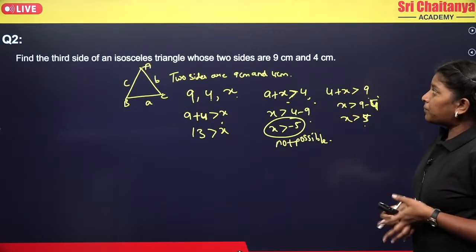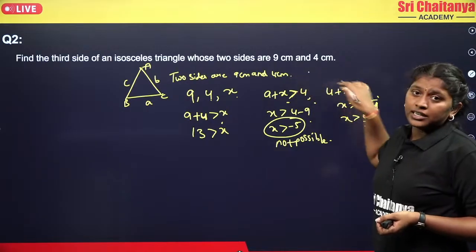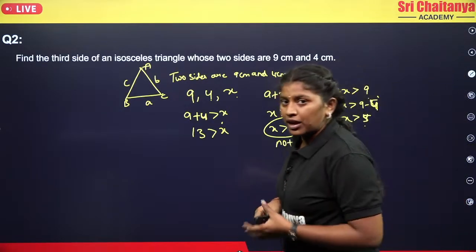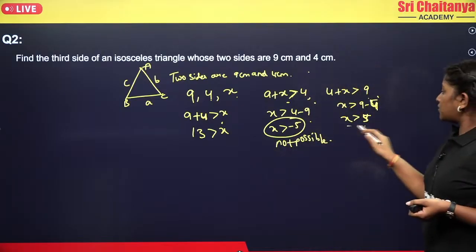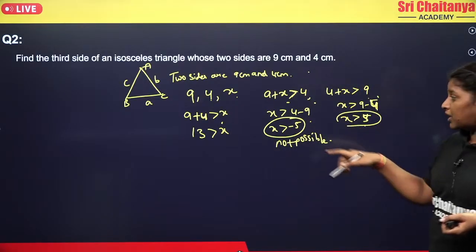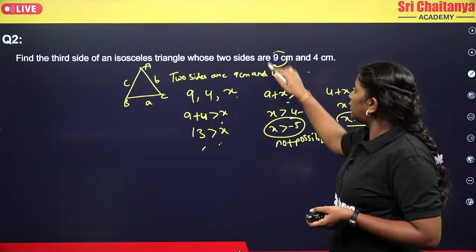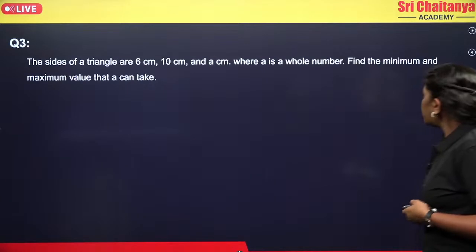Okay. But coming to here, they gave that it is an isosceles triangle, so we will be going to take the required value. So now here the x value is greater than 5 and x value is less than 13. So now what will that value be? That value will be 9. Okay. Now moving to the next.